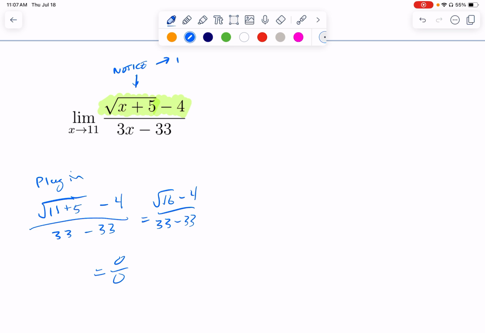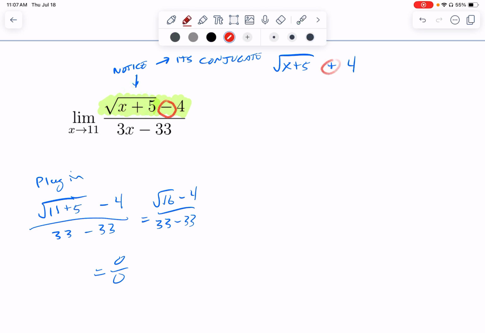And it's of the form something minus something. And so its conjugate would be square root of x plus 5 plus 4. The main plus or minus is here. Don't change this plus 5 into a minus 5. It is this thing, which is a whole thing with a radical, minus this thing. So the conjugate's like that.